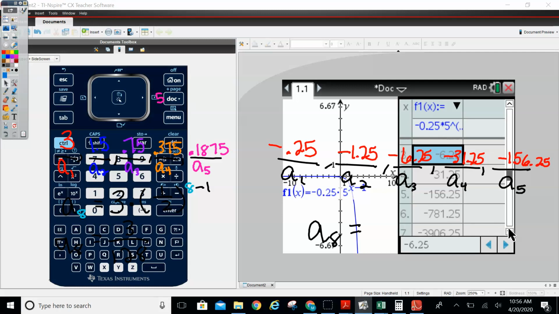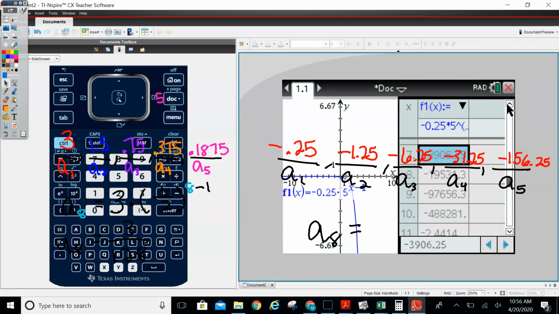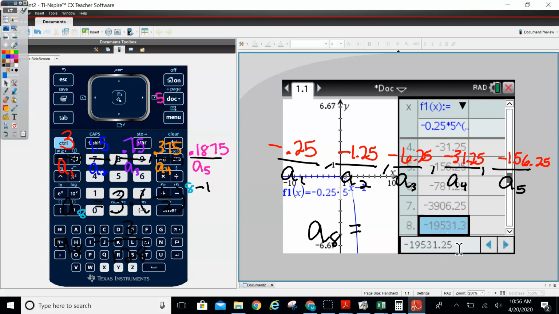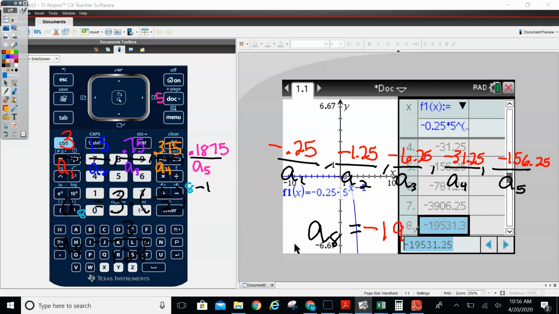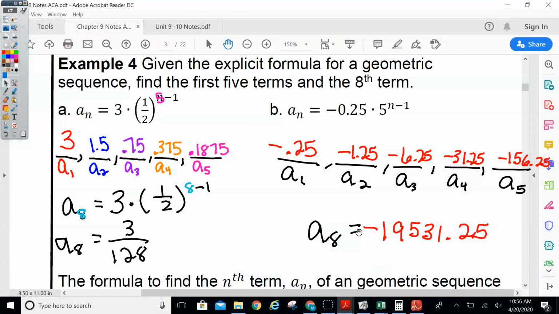So skip 6, 7, and then just go to number 8. And it wants me to copy that one down. So here's the 8 one. So this is the number I'm copying down. Negative 19,531.25. So you do want all of them here. I know the numbers get pretty big. On the homework, you are going to want to write that big number.